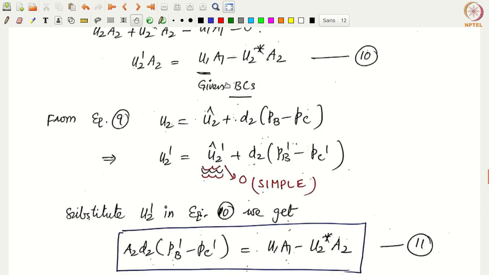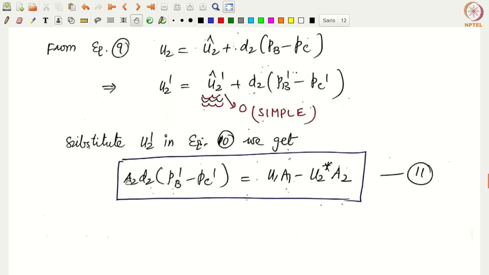On the right hand side we have u1 a1 minus u2 star a2. Okay, so essentially we obtained a pressure correction equation for cell B, right? This is a pressure correction equation in terms of pB prime and pC prime, equal to u1 a1 minus u2 star a2. Okay, so that is equation 11.